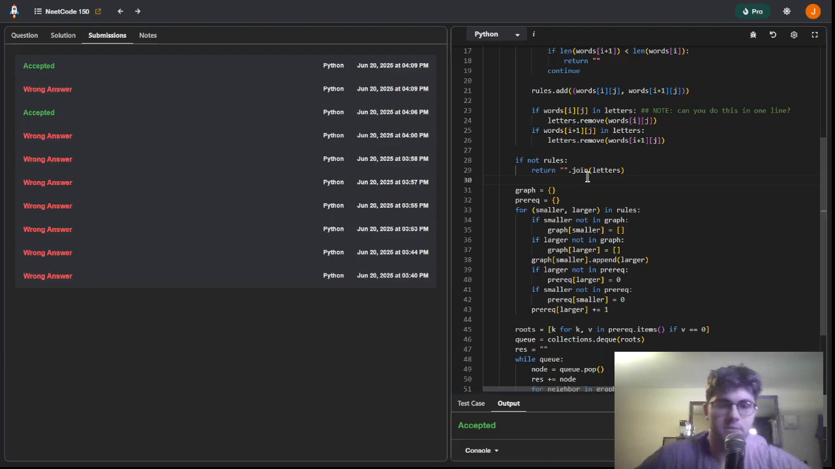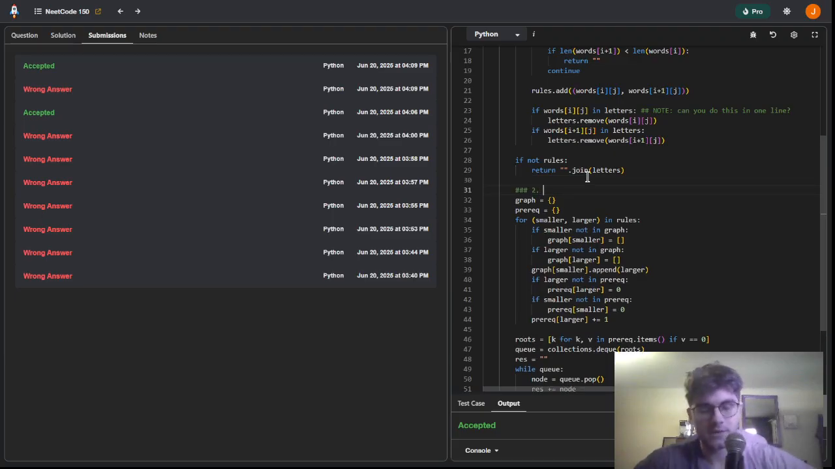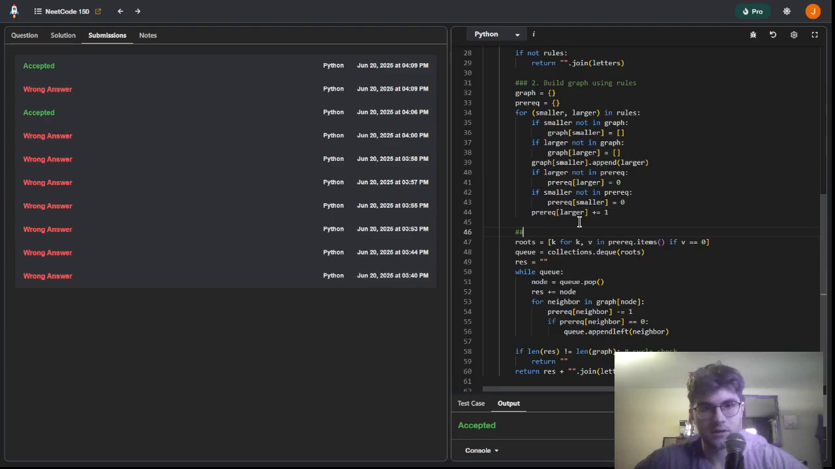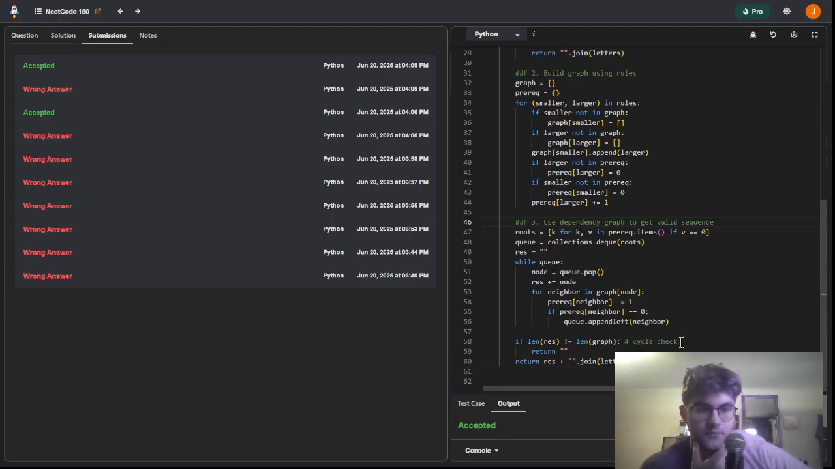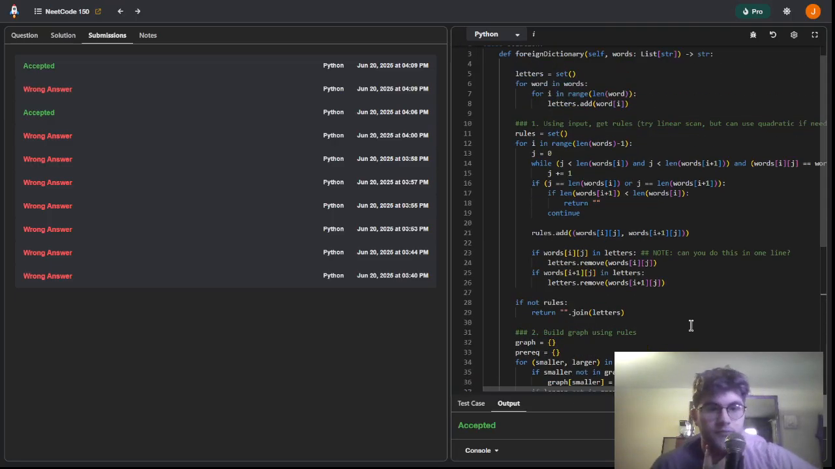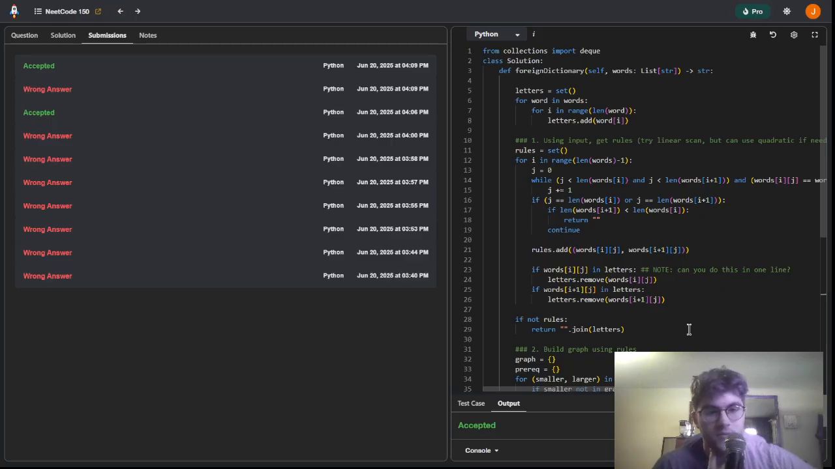I'm just going to add some comments. So this is build graph using rules, and then this is use dependency graph to get valid sequence. Yeah, this part just sucks. Okay, so I'm happy with everything else. I mean, this is kind of like a workaround. The only way to get all the letters, though, is you would have to do this. You can't do anything about this.